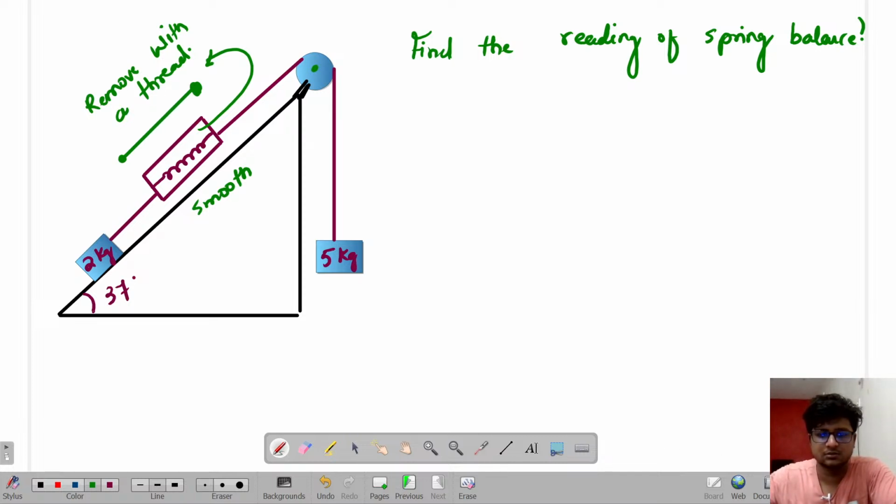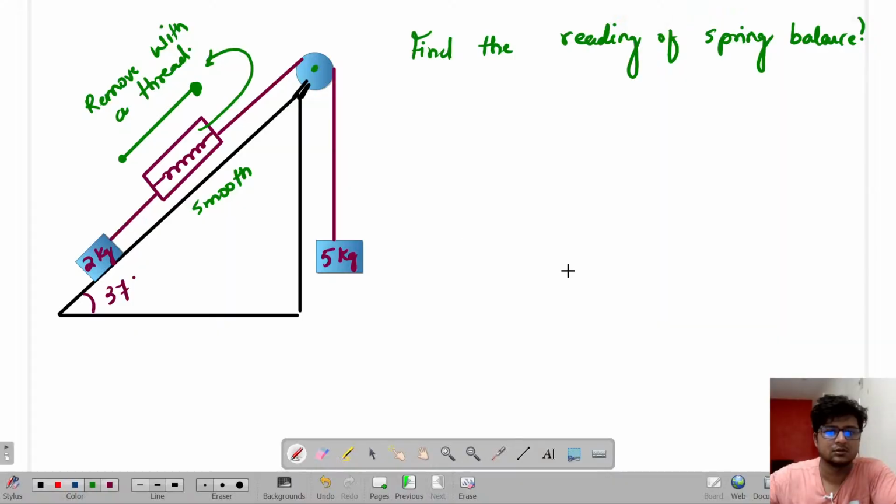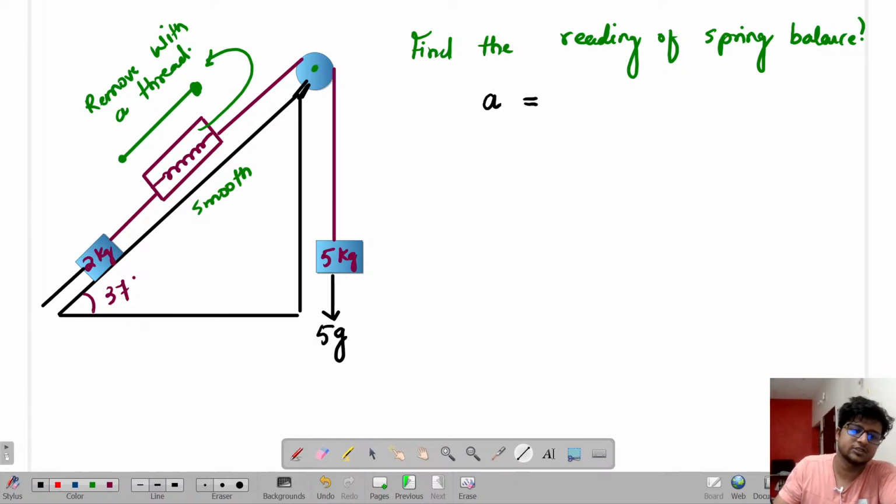Now look over here. I have to find the reading of the spring balance. Again, same idea is there. First, find the acceleration. To solve this again, I'm using one method. I'm looking into the total amount of pulling force and the total amount of opposing forces. Is that clear or not?